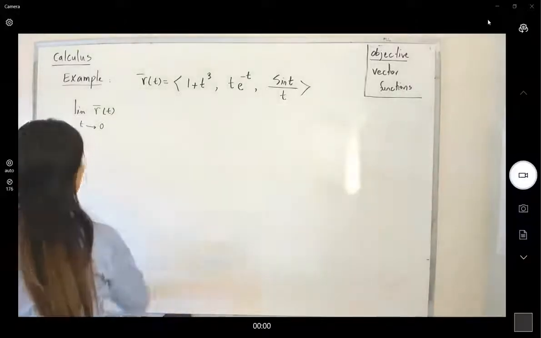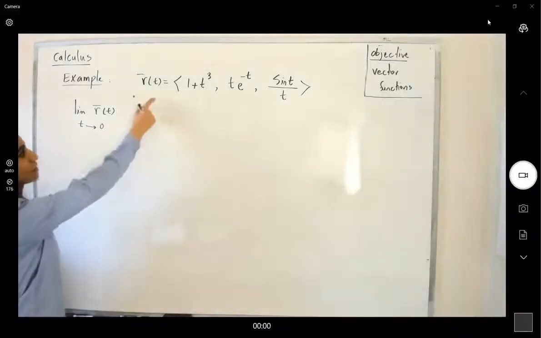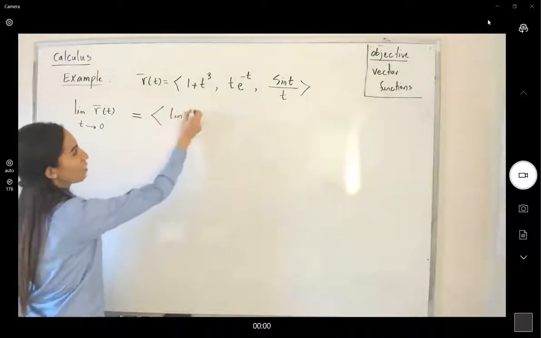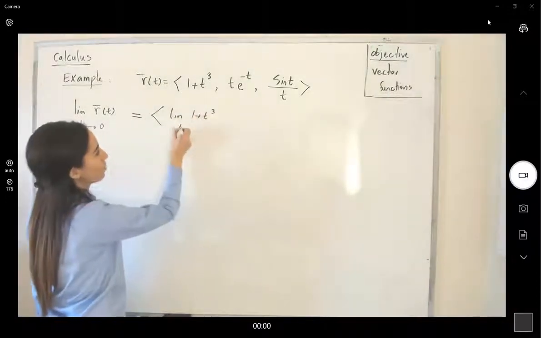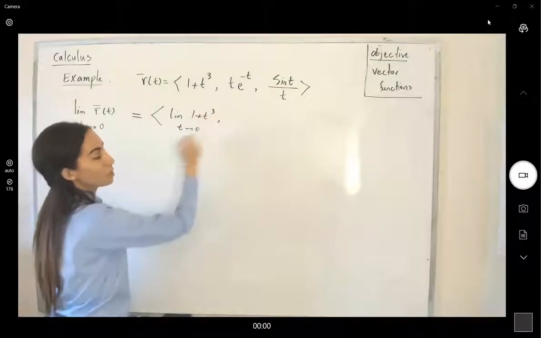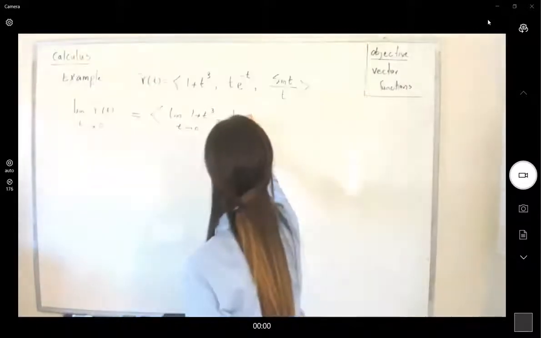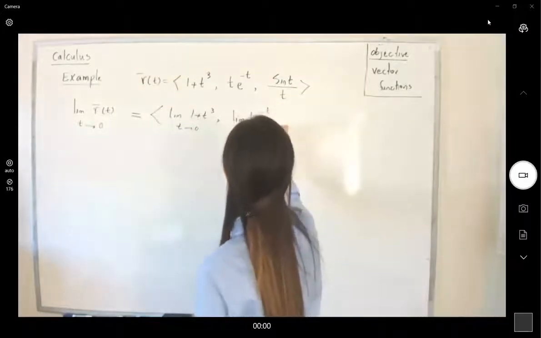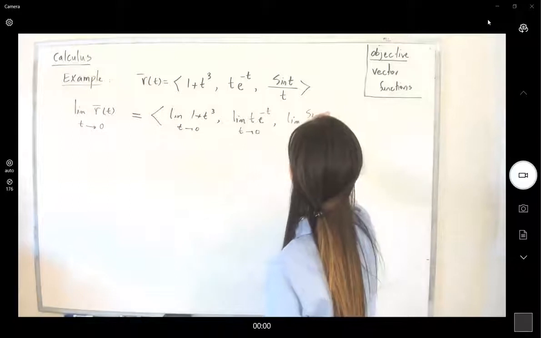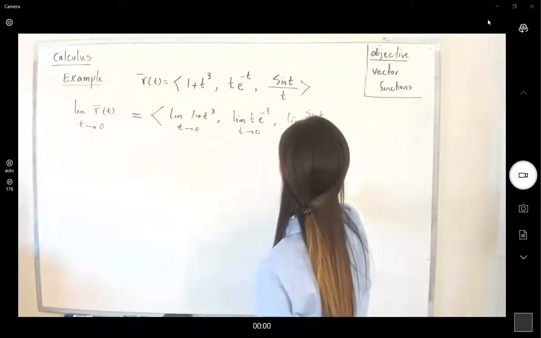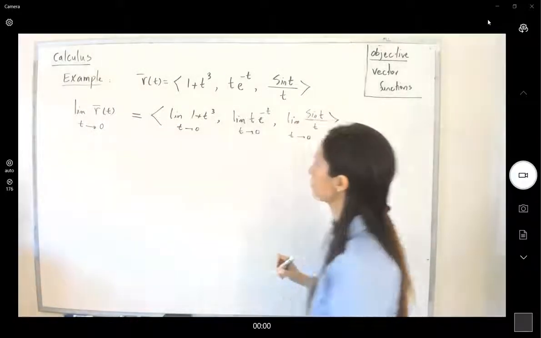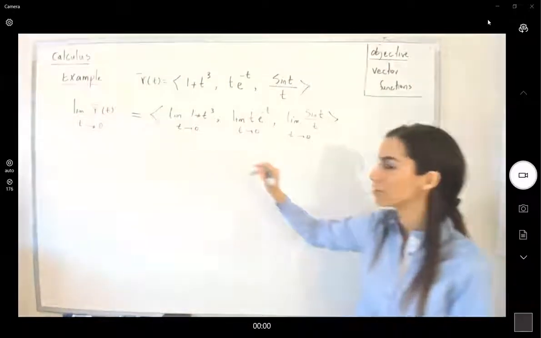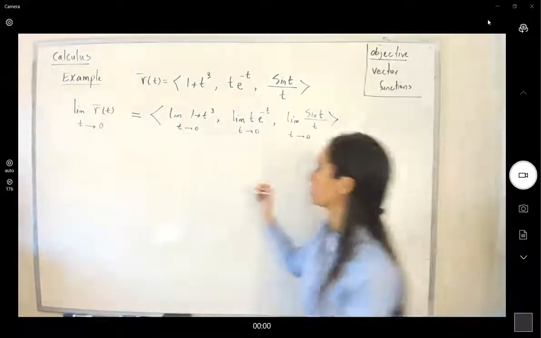So to find the limit of this vector function, we have to take the limit of each of these components. The limit of 1 plus t cubed while t goes to 0, comma, the limit of t e to minus t while t goes to 0, and the limit of sine t divided by t while t goes to 0. So we are getting back to elementary calculus. This is just a polynomial function.